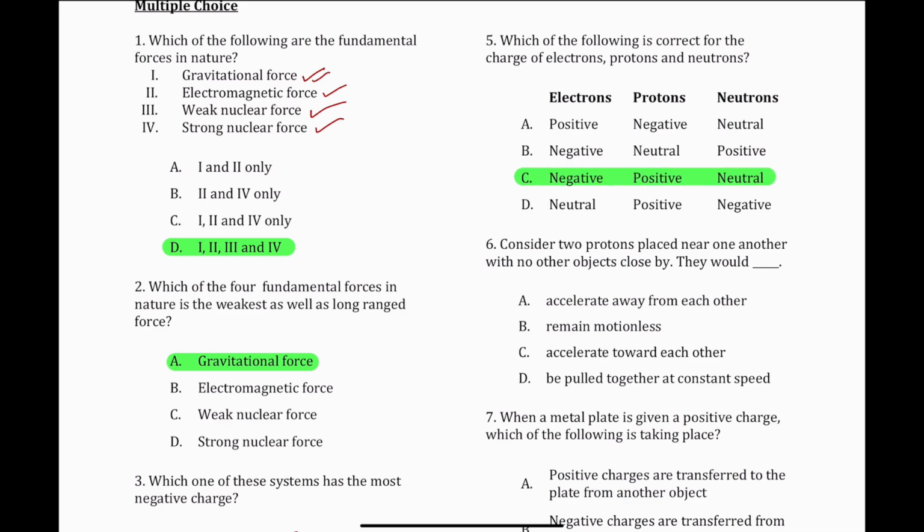6. Consider 2 protons placed near one another with no other objects close by. They would, of course, accelerate away from each other. Yes, the answer is A.